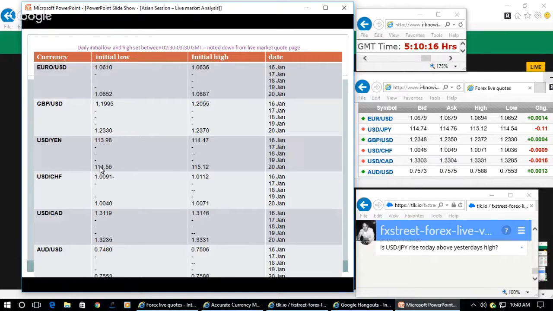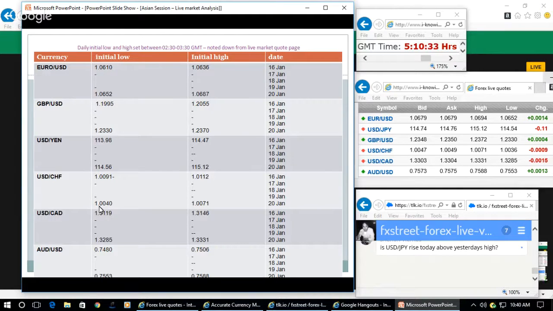Then in the case of yen, 114.56 was the initial low. They just made a 2-pip downward stop and started gaining the level, and they are in the middle level now. They are expected to slowly make an upward move during the course of the day.